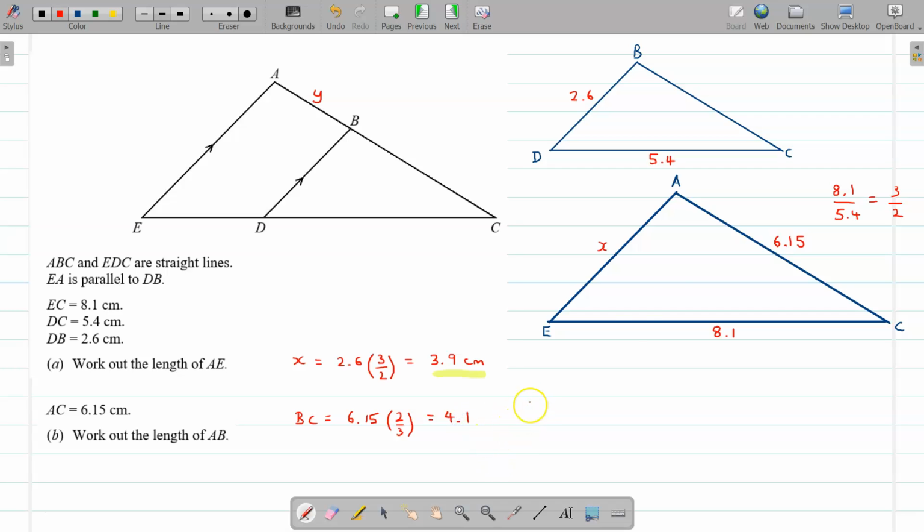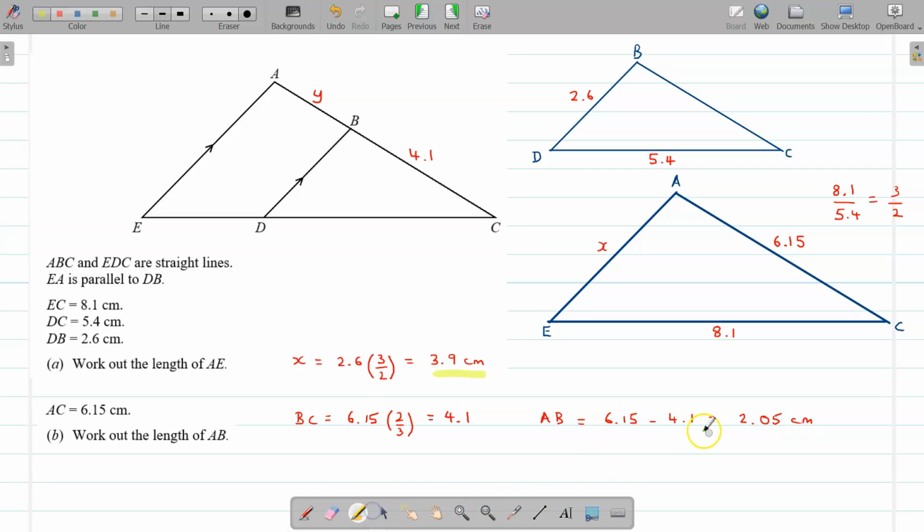And so if this is 4.1 here, that's BC, then the total length is 6.15, so I can work out y. So in other words, AB. So the length AB is going to be 6.15 minus 4.1, and that leaves you with 2.05 centimeters.